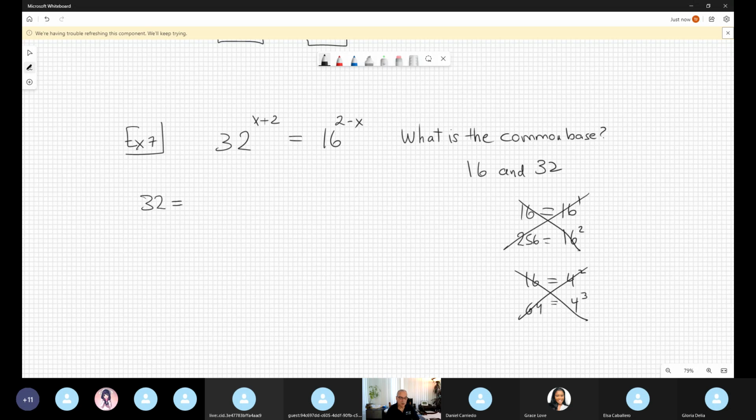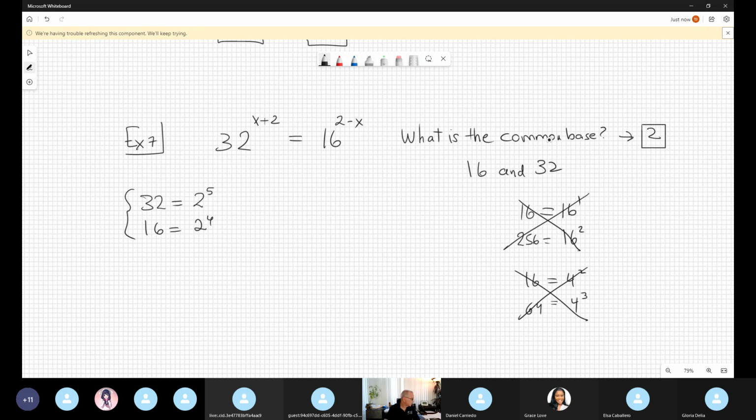32 is 2 to the 5th power because you multiply 2 times 2 times 2 times 2 times 2 is 32. You put it in the calculator, of course. And similarly, 16 is 2 to the 4th power. Okay, I discovered the common base is 2. Now already you replace.